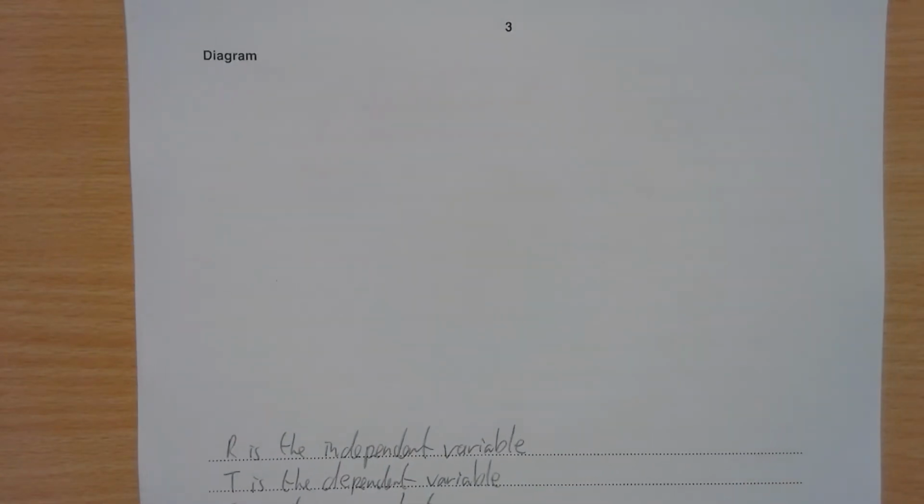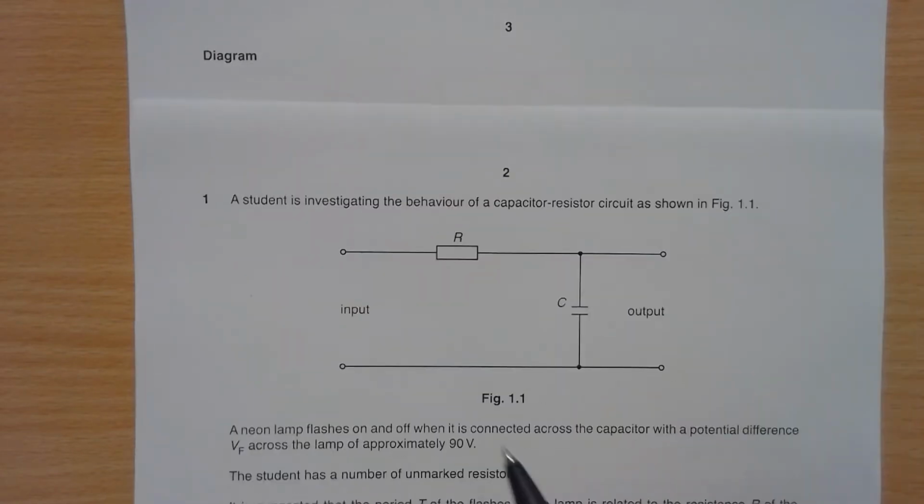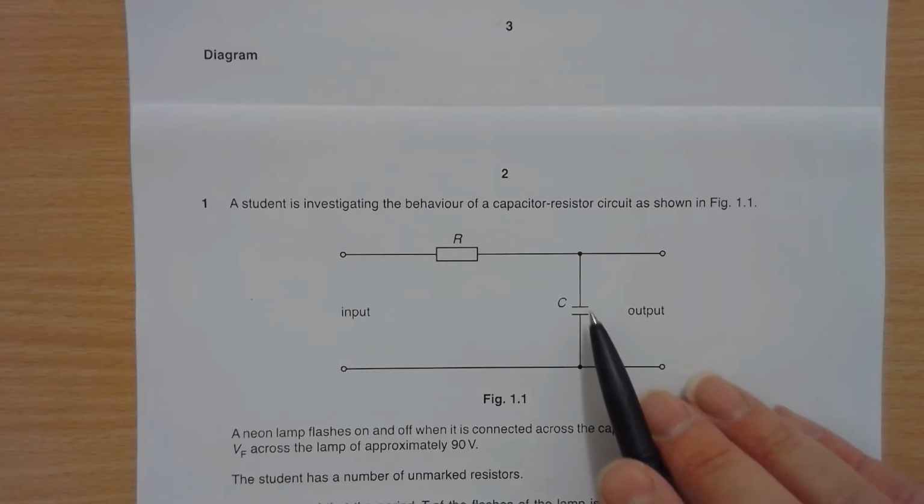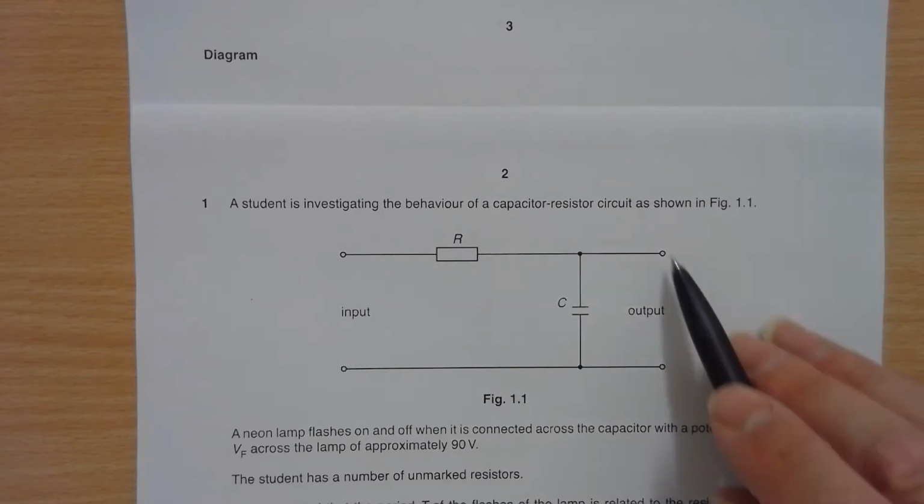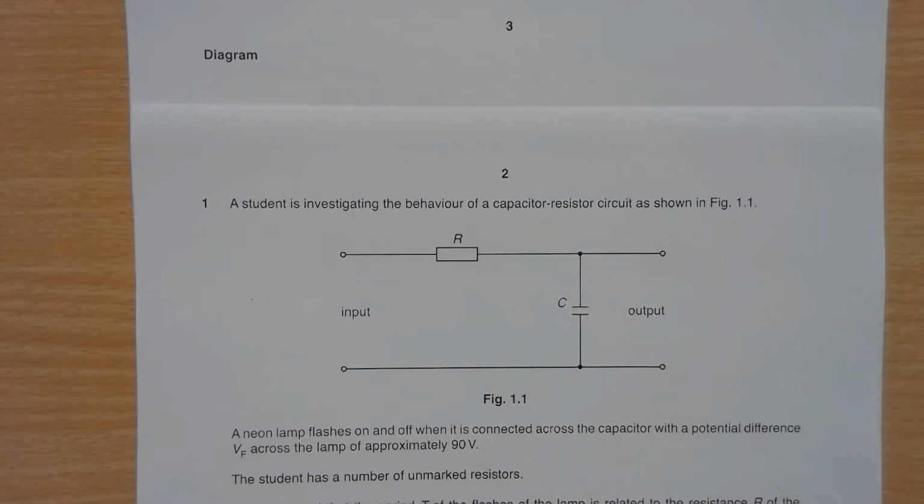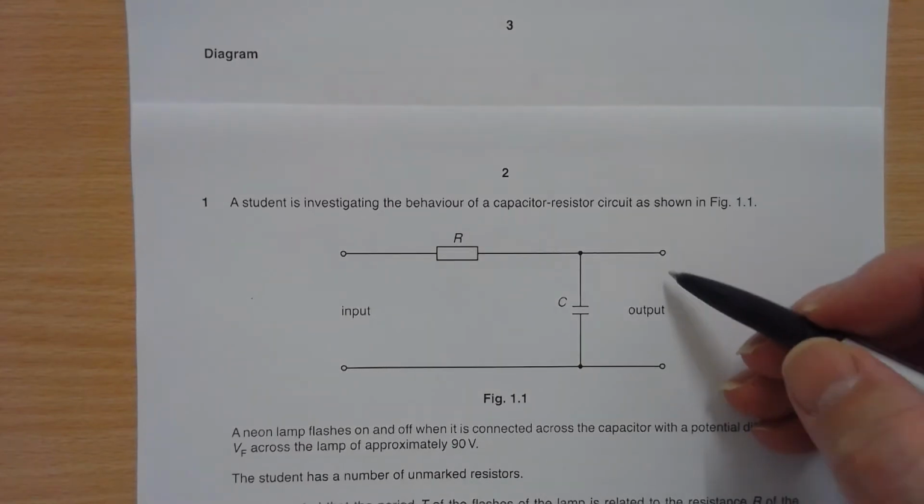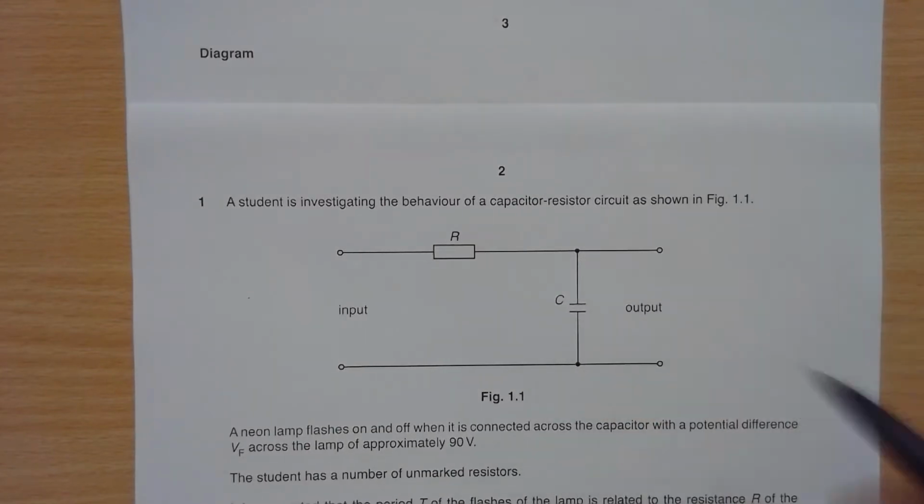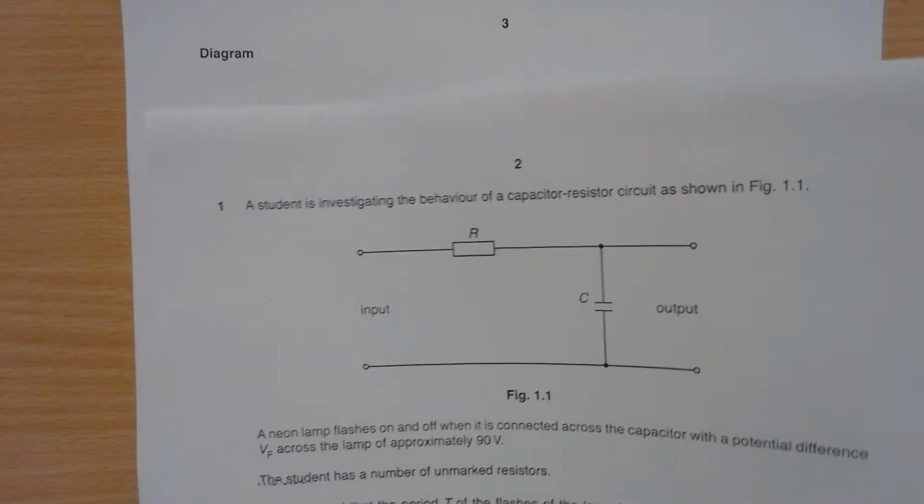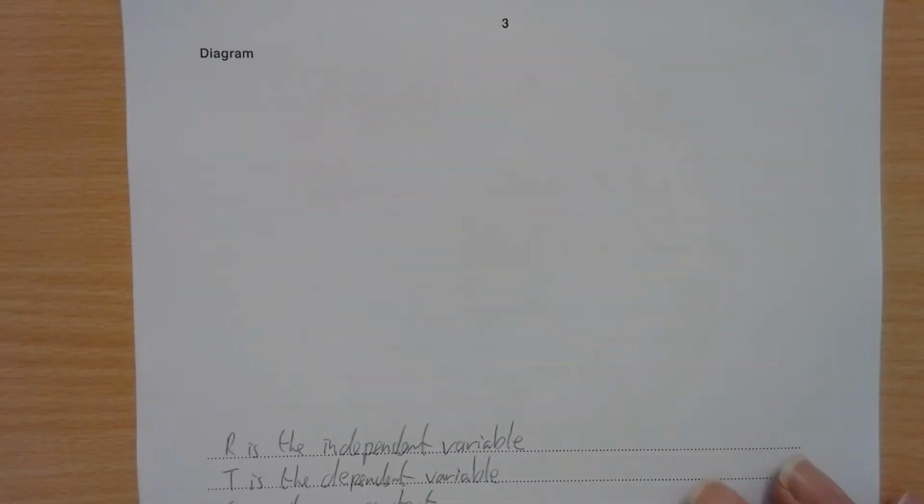So all you've basically got, if you look at the actual brief of the question, you're given an input, you've got an R and a capacitor there. You'd put your neon lamp across the output, I think, by the looks of it. I think that's about right, because it says it's connected across the capacitor with a potential difference of VF. Across the lamp is approximately 90 volts. Okay, so basically when it reaches 90 volts, the lamp discharges the capacitor, which then recharges again. So what we can do is think about how we go about drawing that.